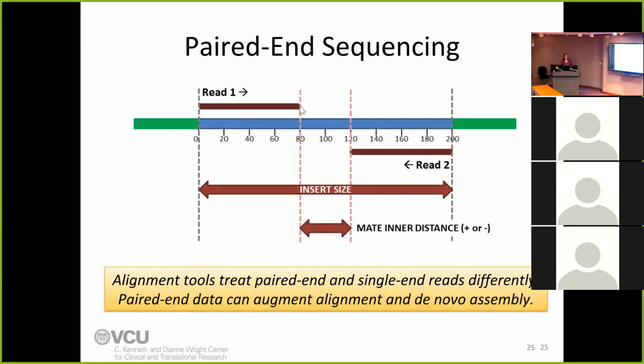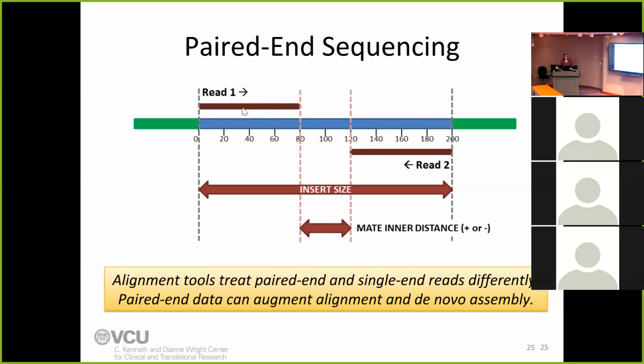So for Illumina, generally I get 125, 150 base pairs. But your actual fragment that you selected for may be 1,000 base pairs long. So you're only sequencing up to 150, say, base pairs of your actual fragment.